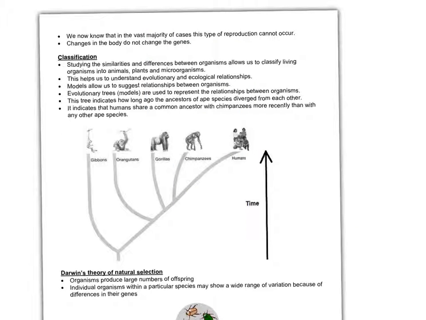We now know that Lamarck's theory is incorrect because changes in the body due to environmental factors do not change the genes, and it is the genes that get passed on rather than any changes to the body.